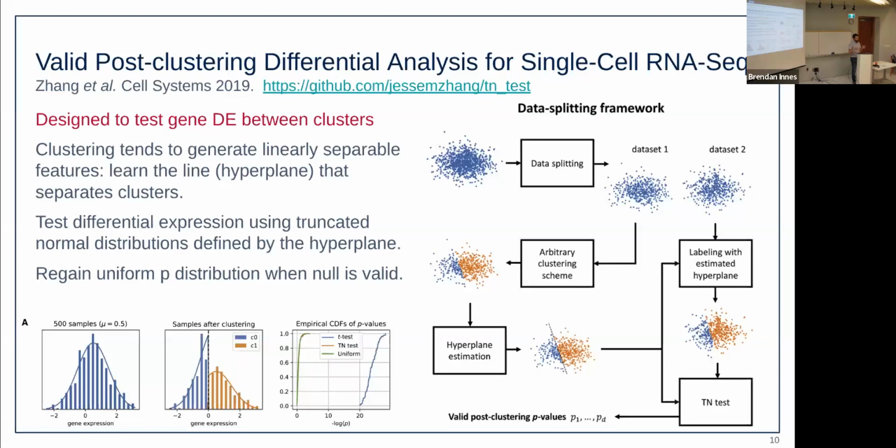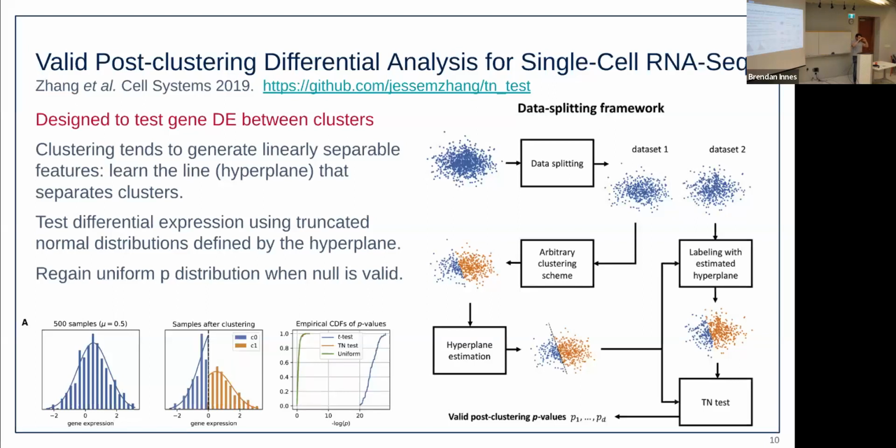So this is a test designed for testing differential expression of genes between clusters, and they note that clustering tends to generate linearly separable features. So if you learn the line that separates two clusters for each feature, and then apply that to all features, you end up with this hyperplane, which is a fancy way of saying a line that separates things in multidimensional space.